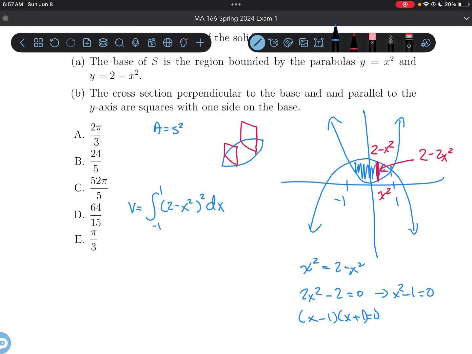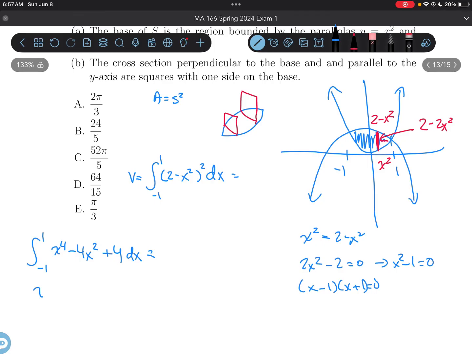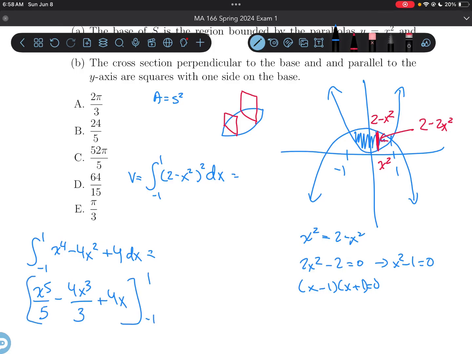Now I have everything I need to solve for the volume. From -1 to 1, I'm going to expand this out. I get x to the power of 4 minus 4x squared plus 4 dx. Now I'm going to find the antiderivative. Using the reverse power rule, I get x to the power of 5 over 5 minus 4x cubed over 3 plus 4x, from -1 to 1.